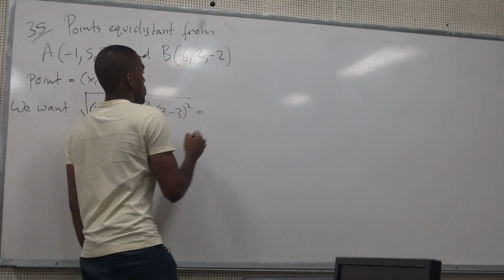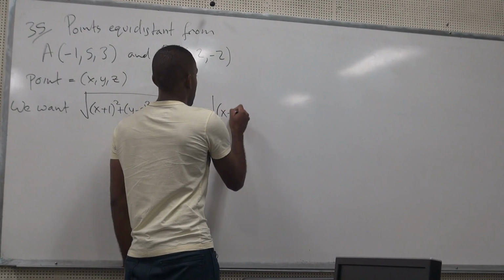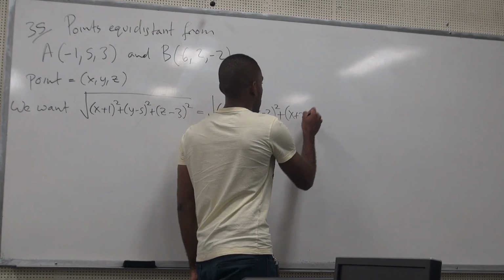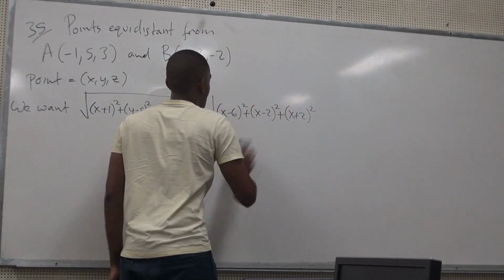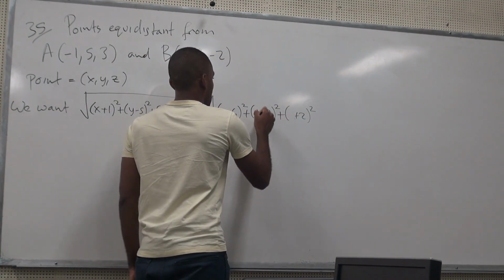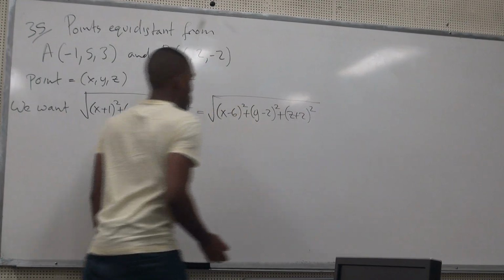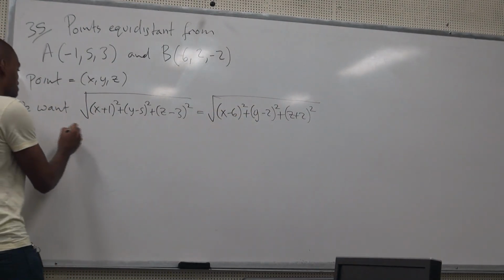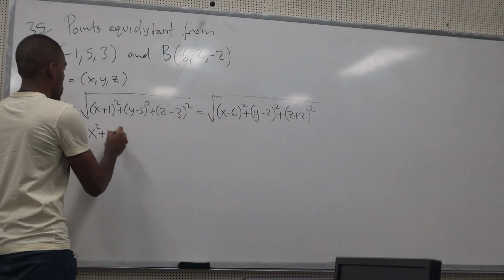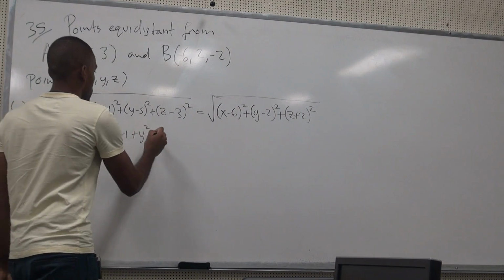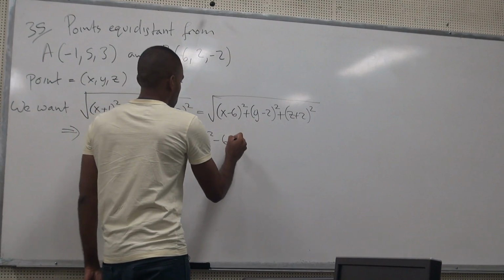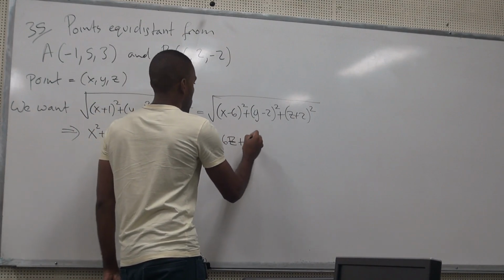I want that to be equal to x minus 6 squared plus y minus 2 squared plus z plus 2 squared. Right? Solve that equation basically. So if you sort of simplify, what would we get here? x squared plus 2x plus 1 plus y squared minus 10y plus 25 plus z squared minus 6z plus 9.